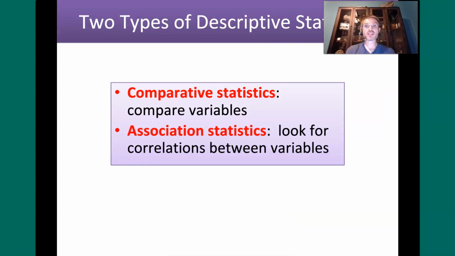When we look at statistics, there are two types of descriptive statistics. The first type is the comparative statistics, which compares variables, the dependent versus the independent, and then we also have associative statistics that look at the correlation between the variables. So as I increase the temperature, how does that affect the time?